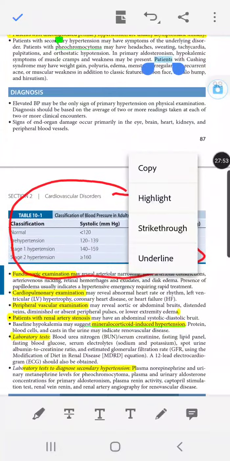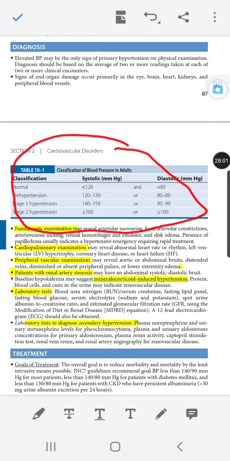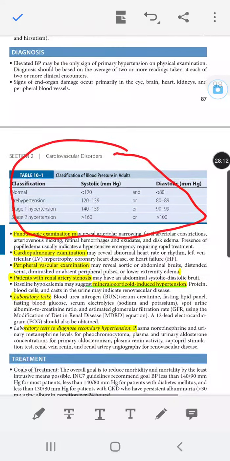So the next heading is diagnosis. Diagnosis is not our point of concern, but you should know we should check the high blood pressure with the instrument called the blood pressure checking machine or the sphygmomanometer. You should have a sphygmomanometer in your home to check the blood pressure daily.